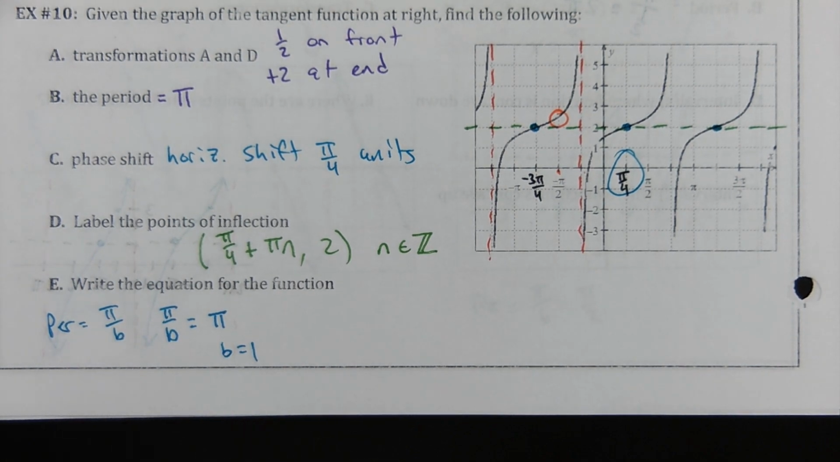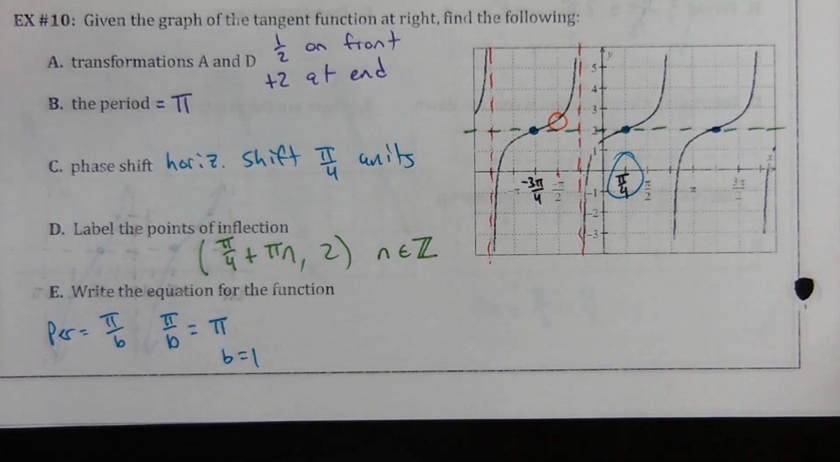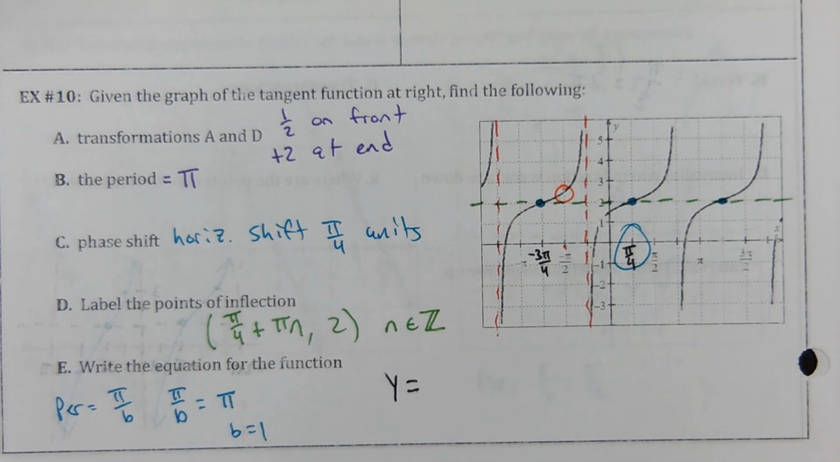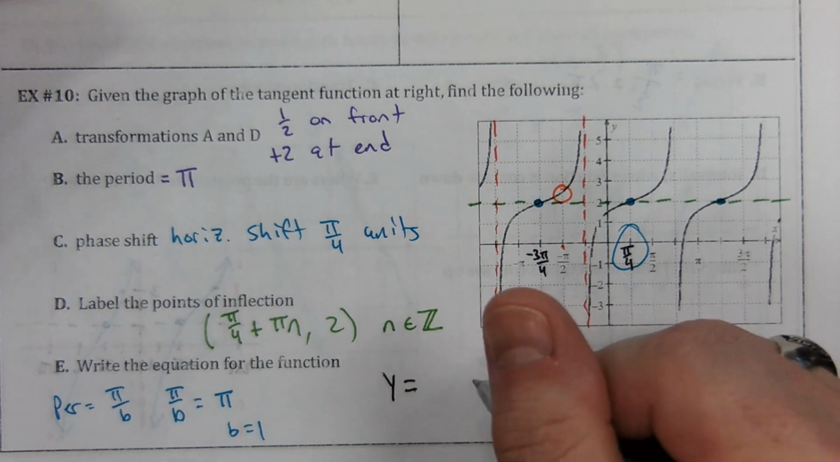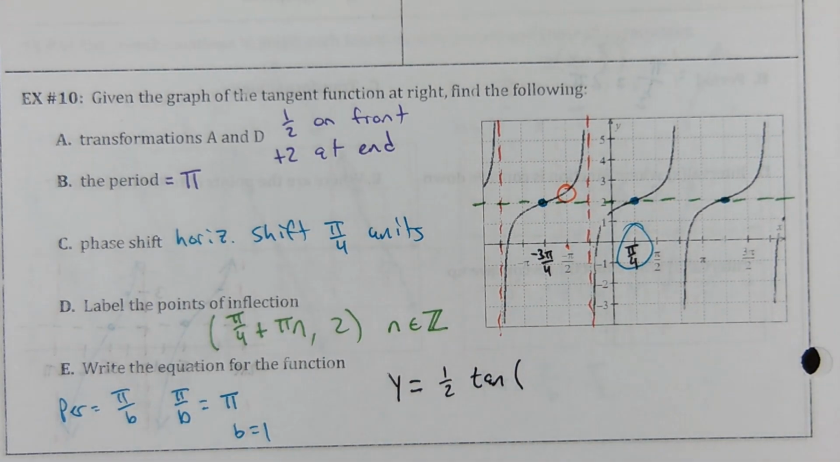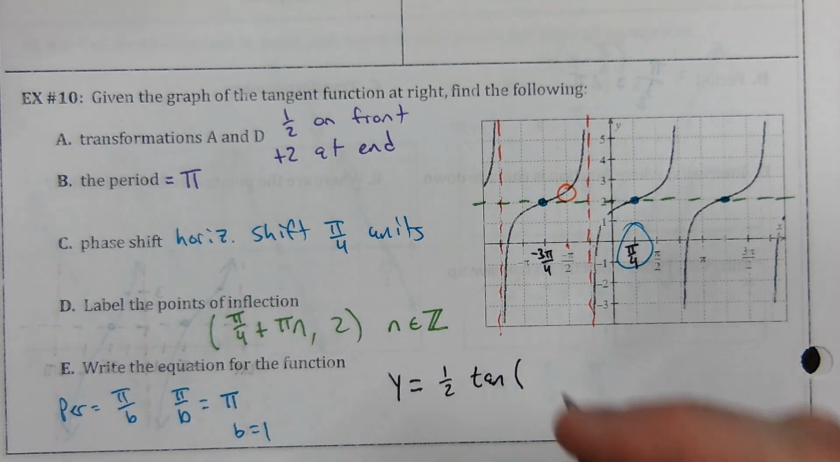Let's get our ending equation. I'm going to write it in black. We have f of x or y equals, who cares? Let's just do y equals. We know the number on front is positive because it had no reflections, and we already know it's a 1/2. So we've got a 1/2 tangent of, since b is 1, we are not going to put a number in front of x.